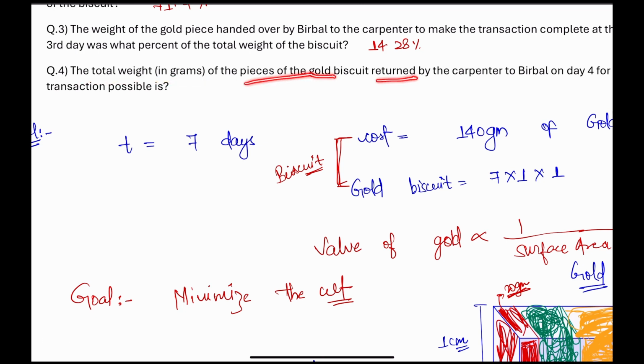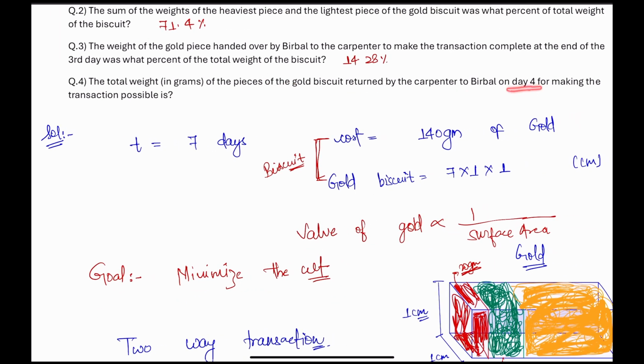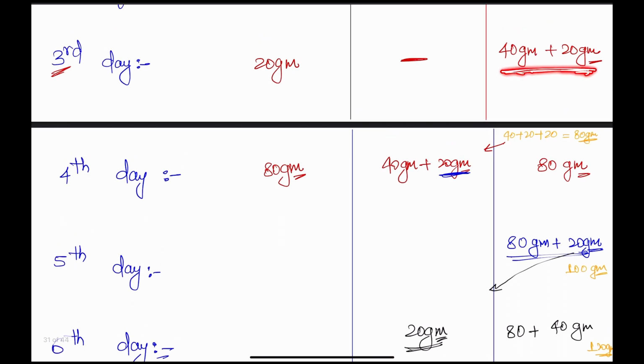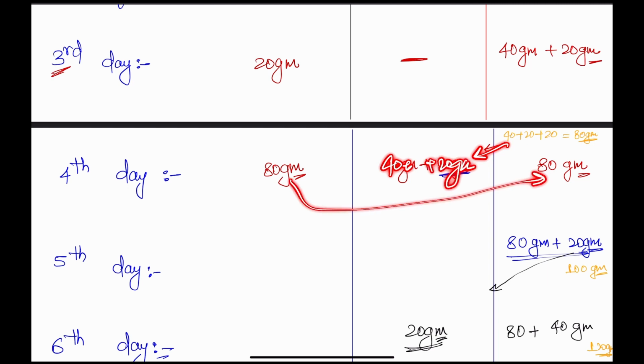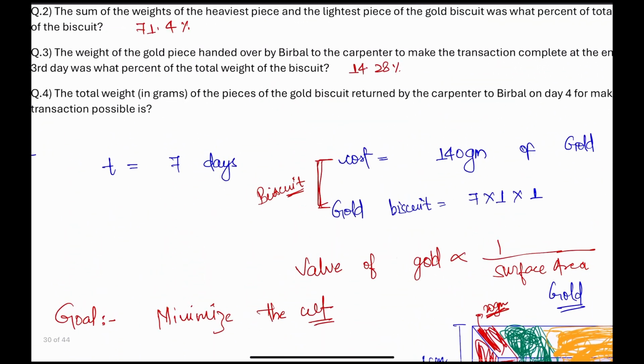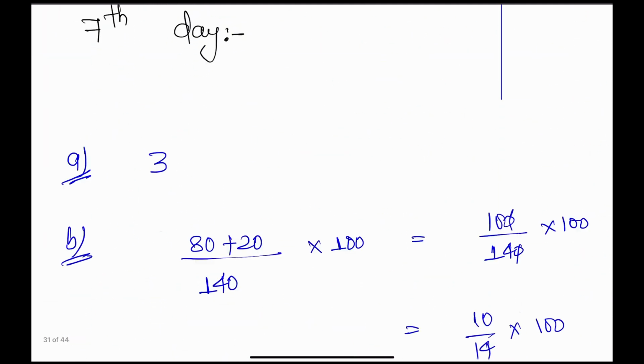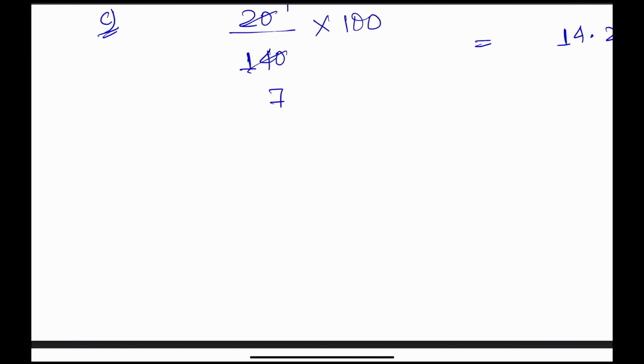And let's come to the last question, that is the total weight in grams of the pieces of the gold biscuit returned by the carpenter to Birbal on the fourth day. What is the weight of the gold piece returned by the carpenter to Birbal on the fourth day for making the transaction possible? So on the fourth day, how much did he return? On the fourth day he returned 40 gram plus 20 gram. And then Birbal just gave him the 80 gram bigger piece. Is it asking for total gram? It's just asking for the number. So it's easy, 60 gram. We can easily do it with the help of the diagram we have made. So the last question, D, 60 gram is the answer.